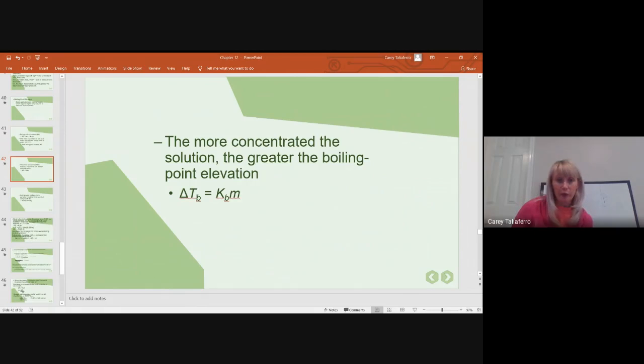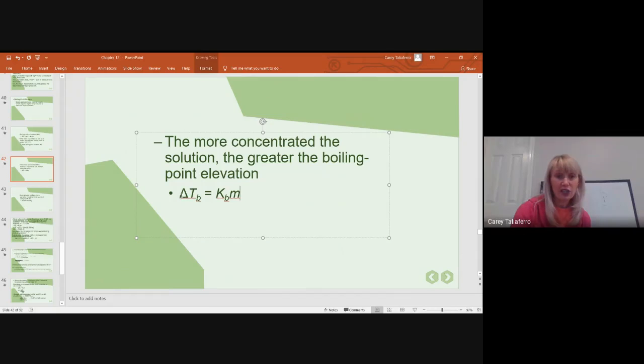There's also another formula that will help us calculate the change in temperature. You're going to take that constant that you can look up in a chart, or it'll be given to you to solve the problem, and multiply it by the molality. So some of these problems will require you to solve for the molality before you can actually figure out the new boiling point.